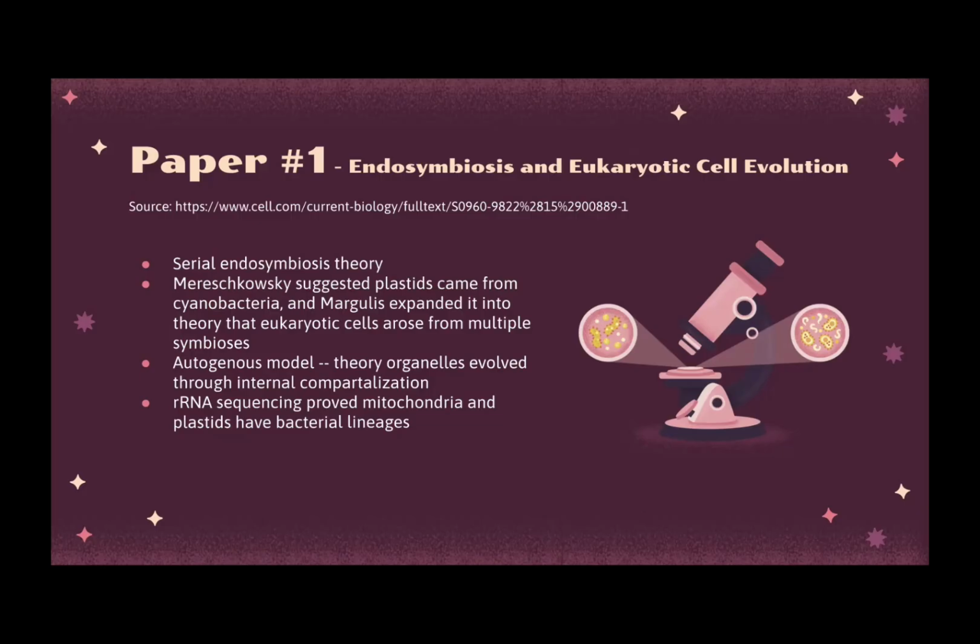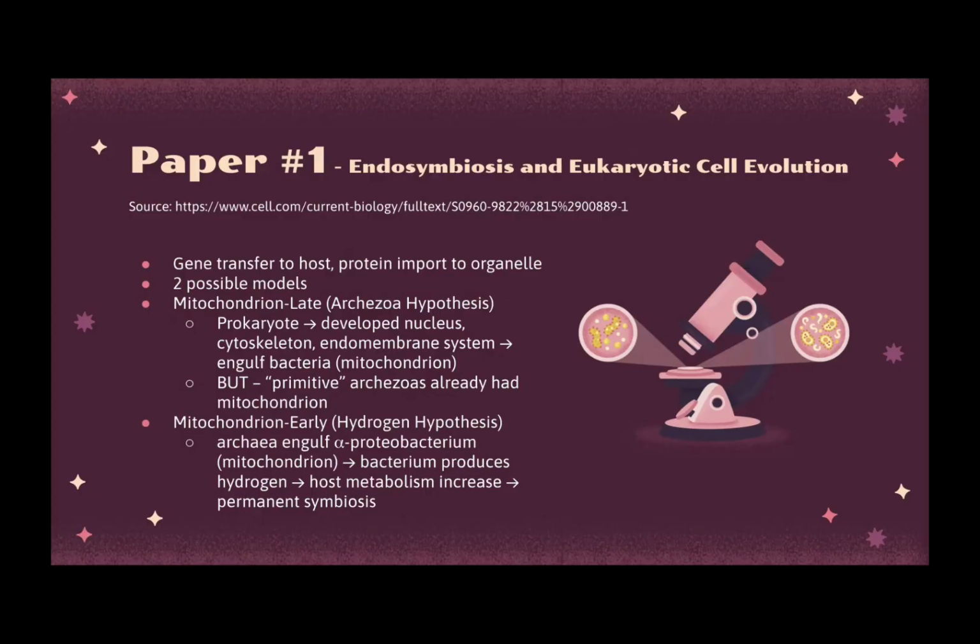This theory was saying that organelles evolved through internal compartmentalization, and basically the mitochondria and the chloroplasts also came from one lineage, and a prokaryotic cell just developed them internally, instead of engulfing other organisms to develop those organelles. But later on, RNA sequencing proved that serial symbiosis is correct and autogenesis is not really supported, because these classes had separate bacterial lineages, supporting that they were once different organisms.